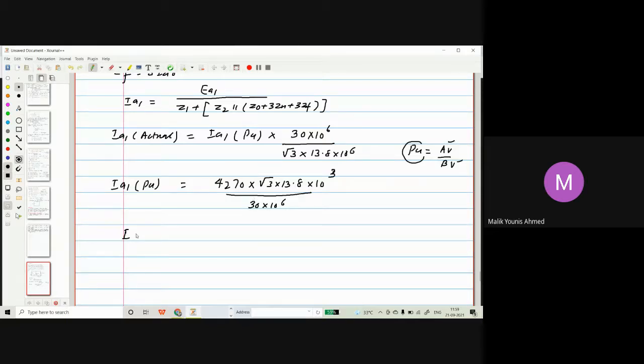So IA1 in per unit: this is line voltage, and that's why we are multiplying by under root 3 here. That comes out to be 3.402 per unit. So IA1 in per unit will be 3.402. So IA0 in per unit is minus IA1 Z2, which we have just done, divided by Z2 plus Z0 plus 3Zn plus 3ZF.